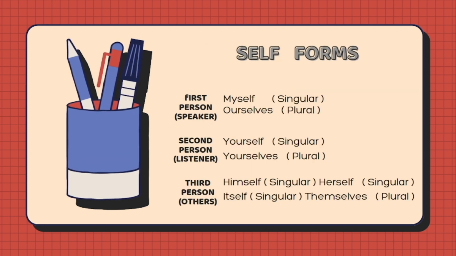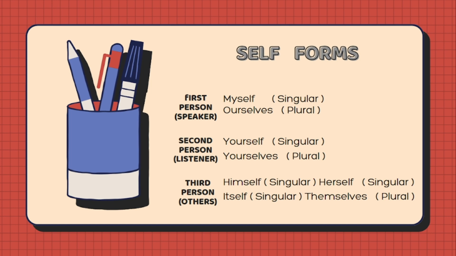First person, speaker. First person singular is myself. First person plural is ourselves. Second person means listener. Second person singular, yourself. Second person plural, yourselves. Third person means others. Third person singulars, himself, herself, itself. Third person plural, themselves.